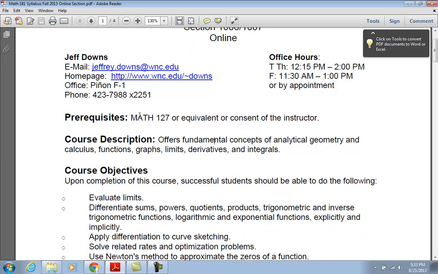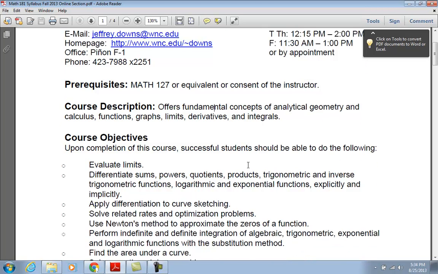Prerequisite for the class: Math 127 or equivalent with the consent of the instructor. So Math 127 would be our second semester of pre-calculus. It includes all the trigonometry. Course description: offers fundamental concepts of analytical geometry and calculus, functions, graphs, limits, derivatives, and integrals.